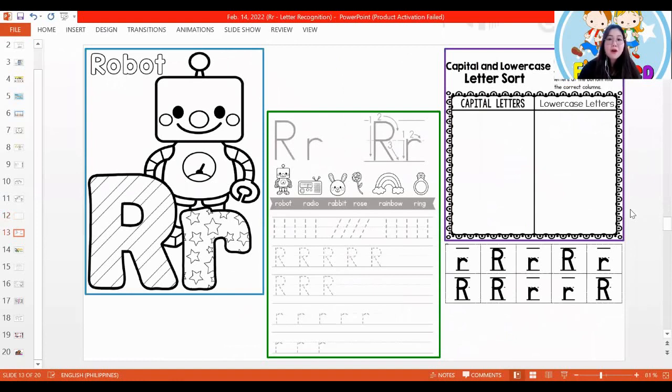So we have R is for robot. Then we have tracing our lines and the letter R, and also sorting our capital and lowercase letter R. So you can now pause the video so you can do your work.